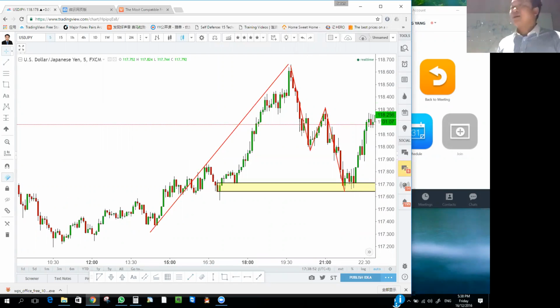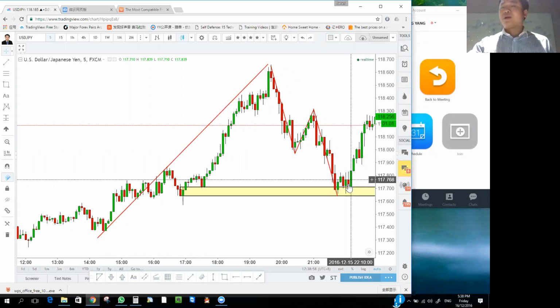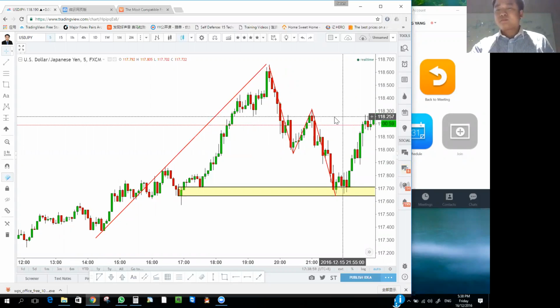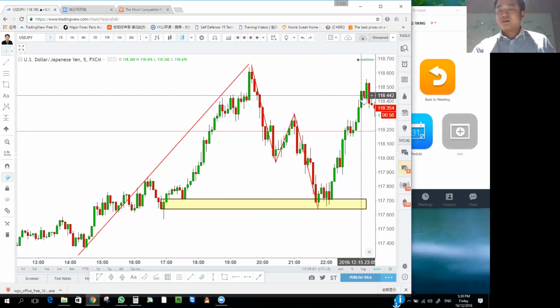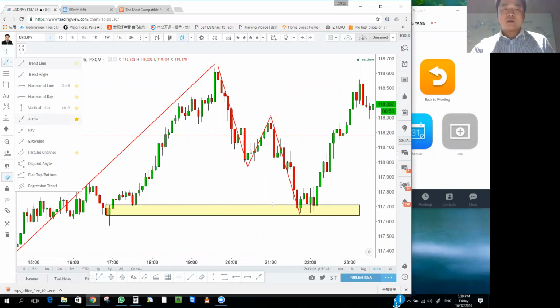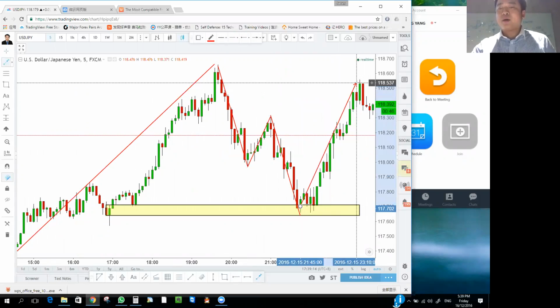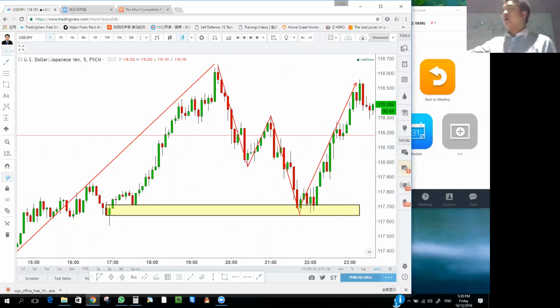And immediately you buy. This is the 5-minute chart. You see, after that, from 10 o'clock, I buy. 11 o'clock, I close the profit. And how many pips do I win? From 117.70 to 118.50. I win 80 pips in 1 hour.